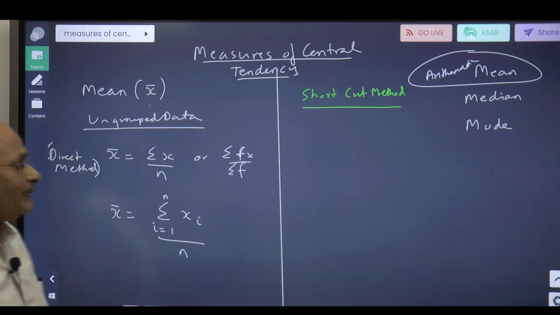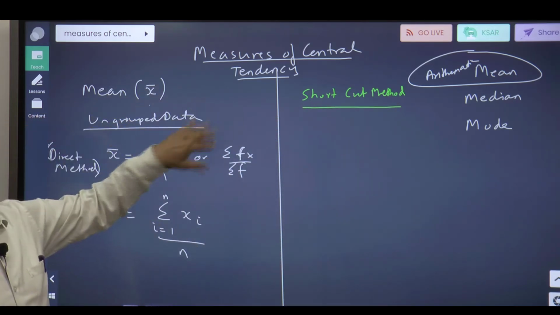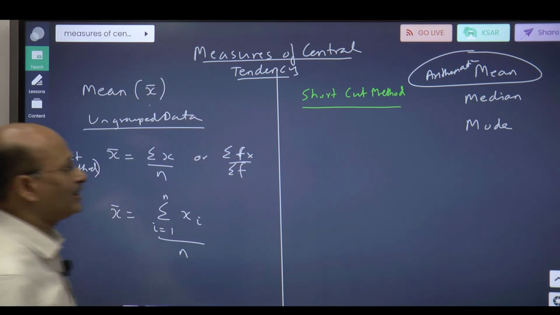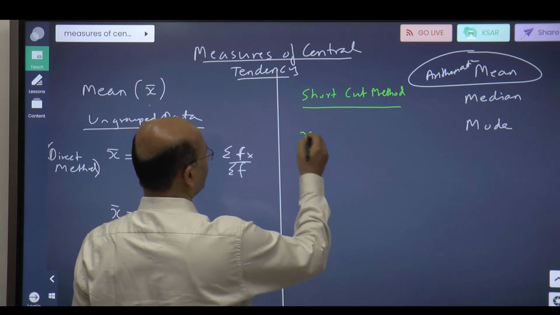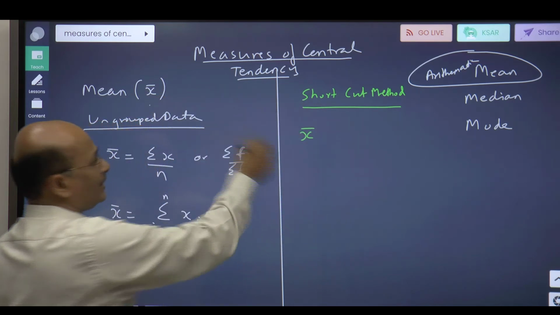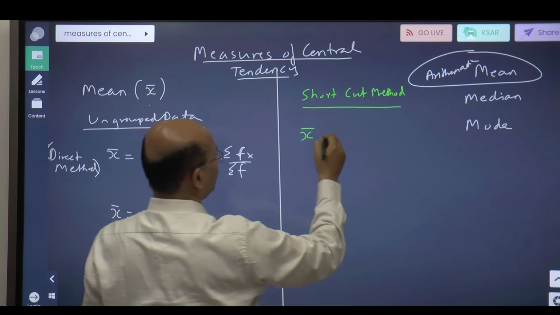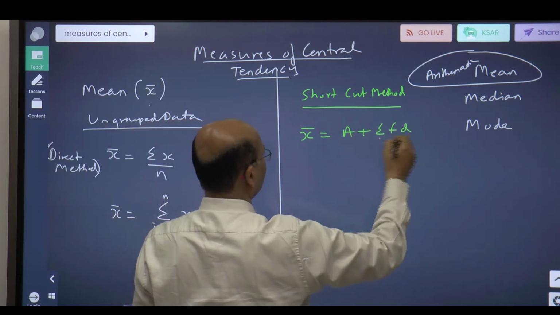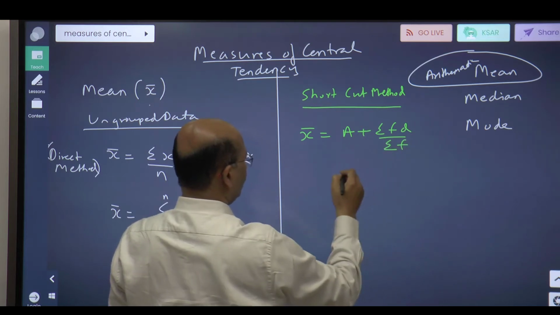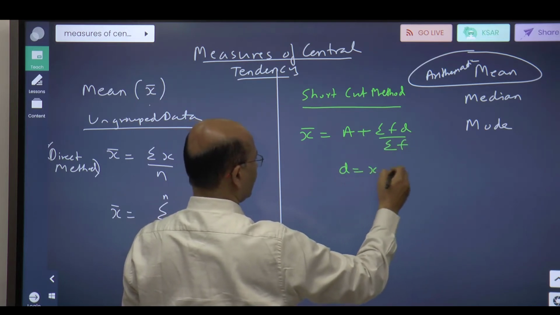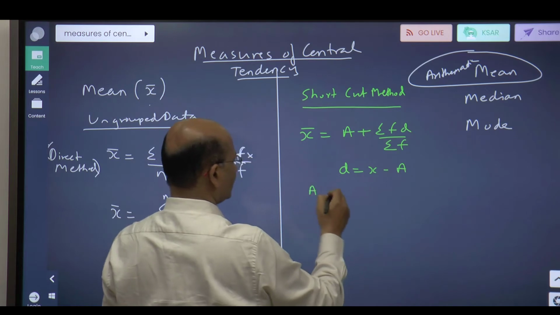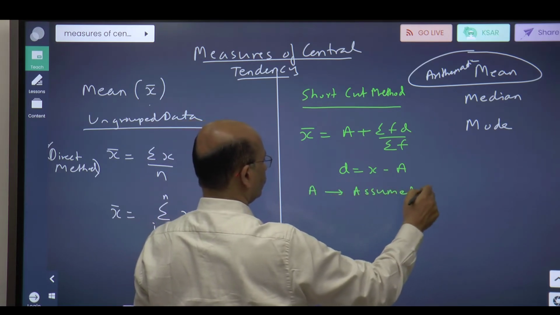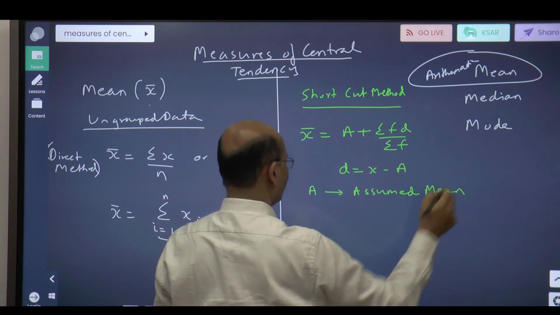Now in the shortcut method, whenever the data is huge, whether it's ungrouped or grouped, you use the shortcut method. What is the shortcut method? Here also it is x bar only. We are finding x bar only. X bar is nothing but a plus summation fd upon summation f, where d is given as x minus a, and a stands for assumed mean.